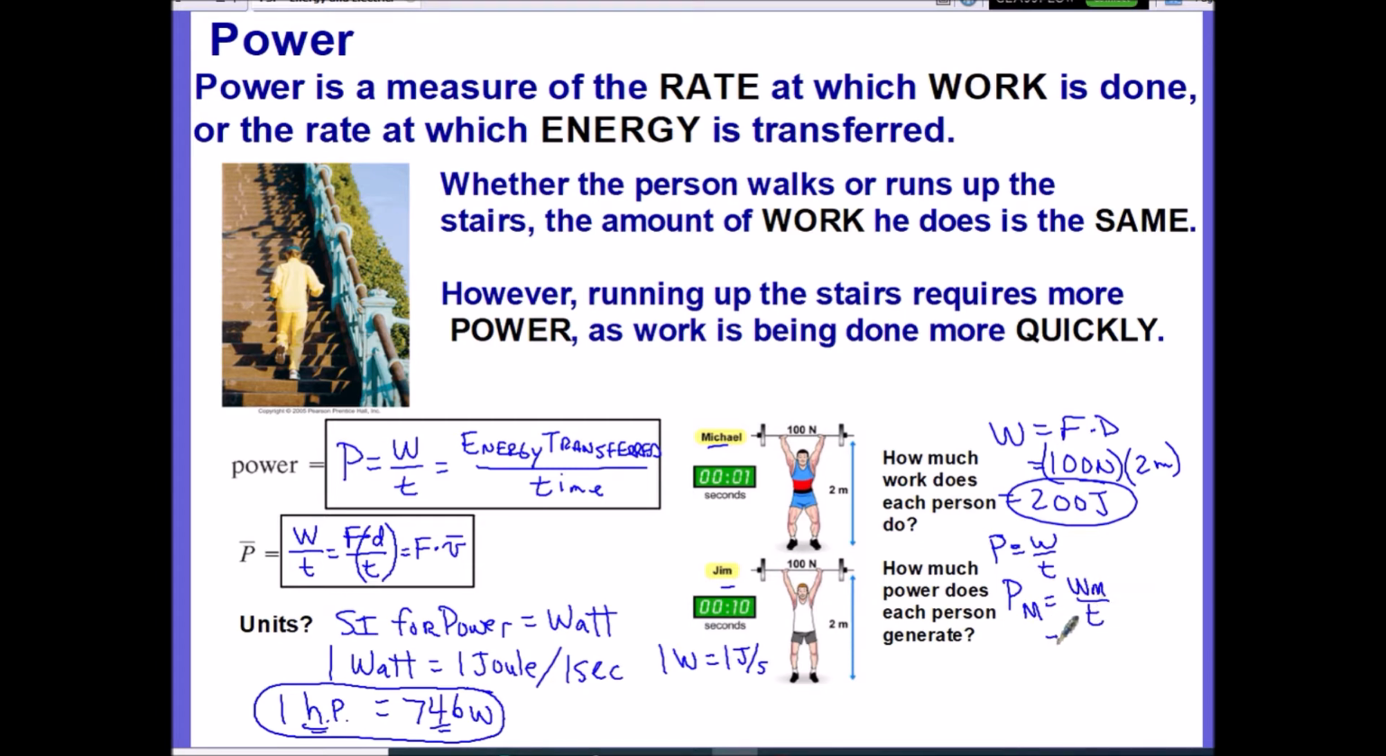So the work that Michael does is 200 joules. But he does that in 1 second. So he developed 200 watts of power.